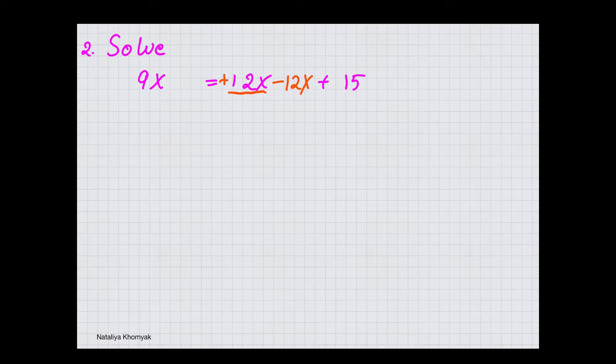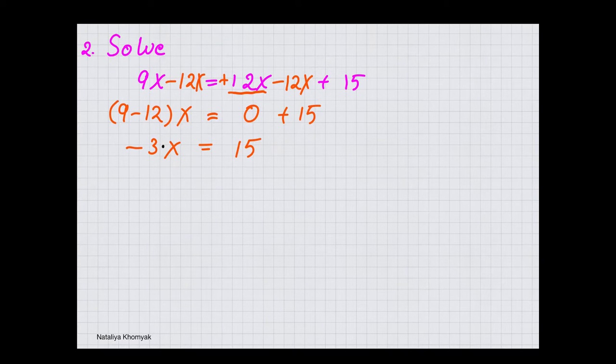Whatever I do to one side of the equal sign, I want to do the same thing to the other side. So now this becomes 12 minus 12, that's a 0, plus 15, and 9 minus 12 of x on this side. You can use additive inverses to move things around across the equal sign. Now we have 9 minus 12 gives us negative 3x equals 15.